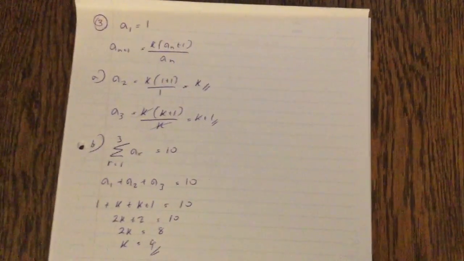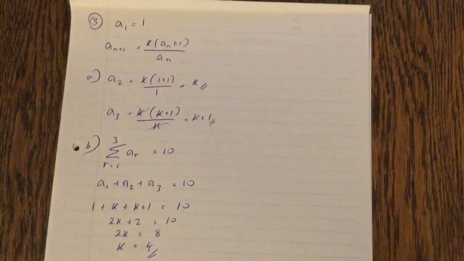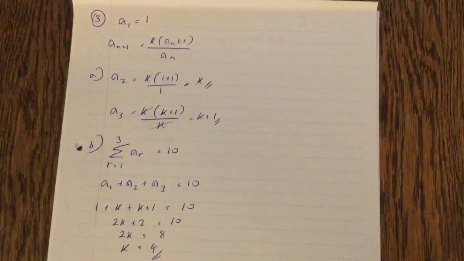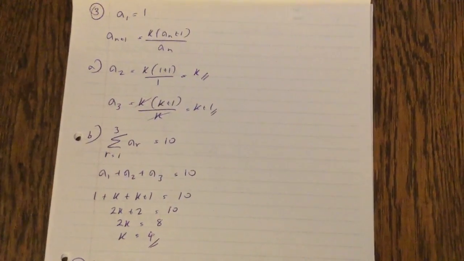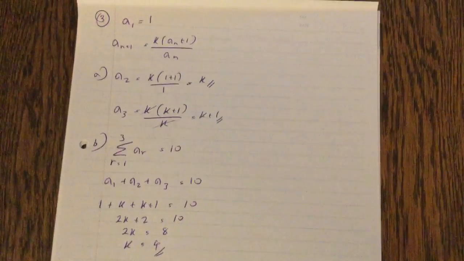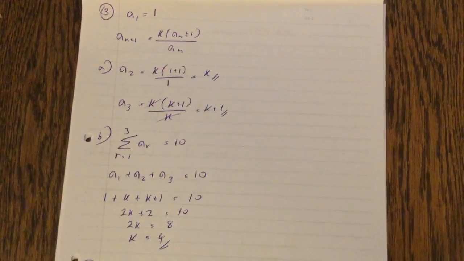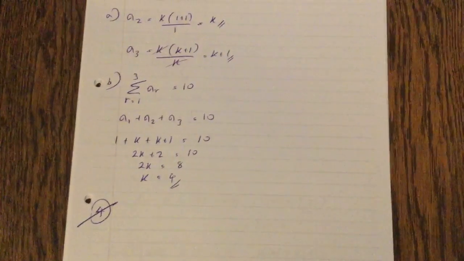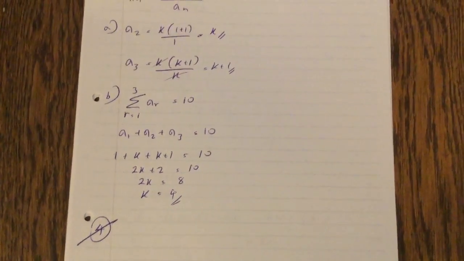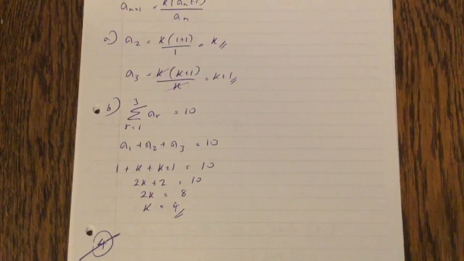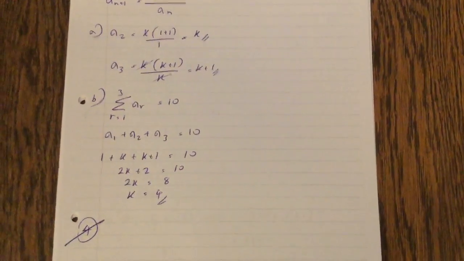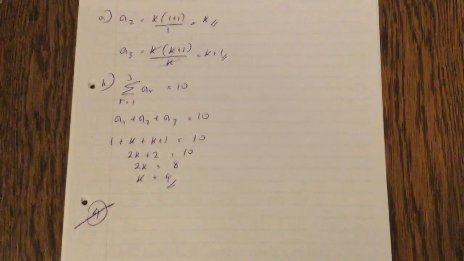So question 3, a1 equals 1, a(n+1) equals k bracket a(n) plus 1 over a(n), and a2 equals k as you see, and a3 equals k plus 1, and the sum of the first three terms, which is a1 plus a2 plus a3 equals 10. You just add the three terms, 1 plus k plus k plus 1 equals 10, and it becomes k equals 4.